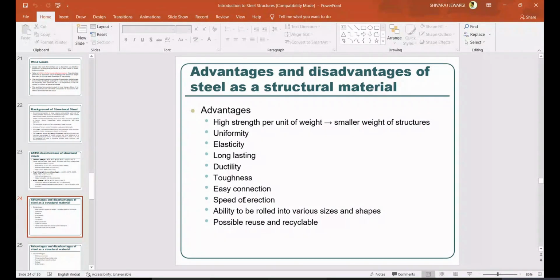Next, the next advantage is that prefabrication and mass production are most possible.